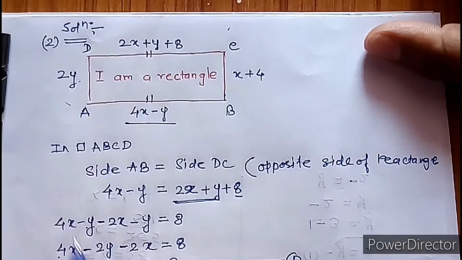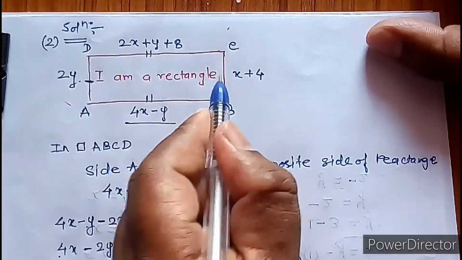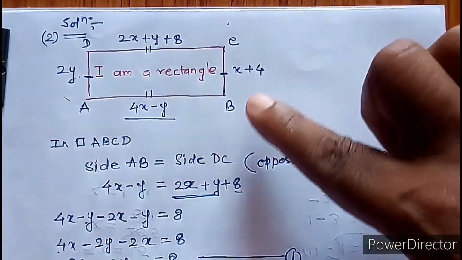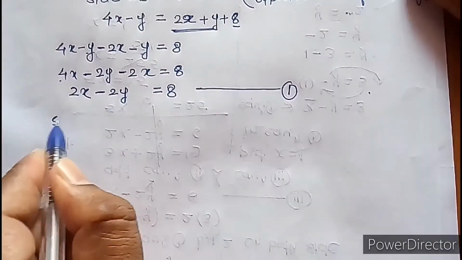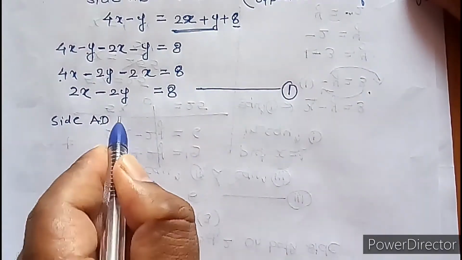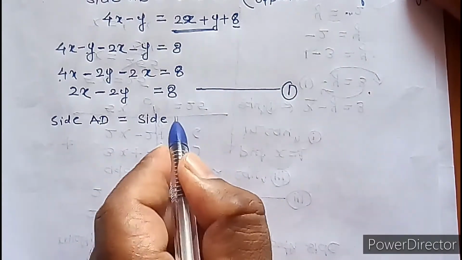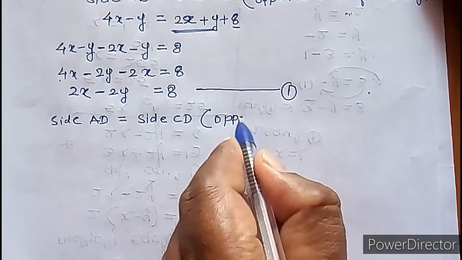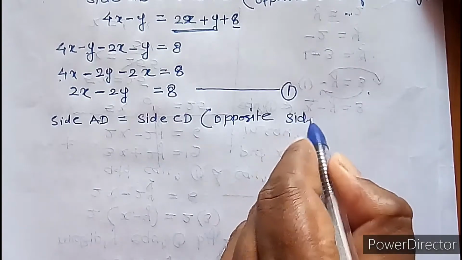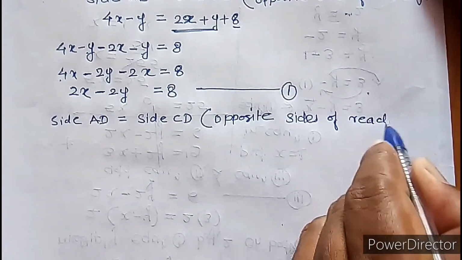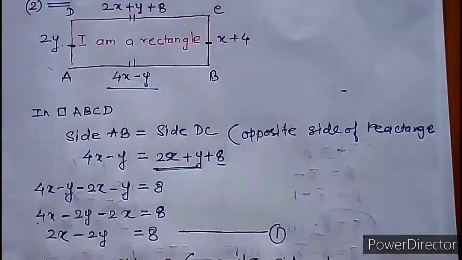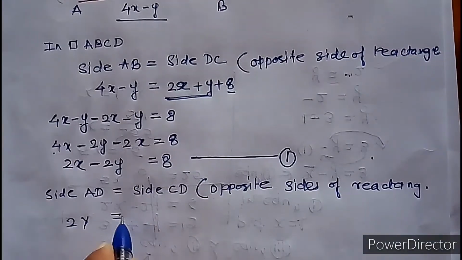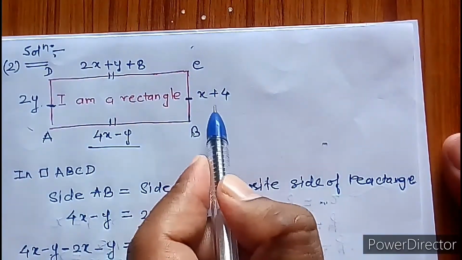Now look at this rectangle: side AD is congruent to side CB. Write down here side AD is equal to side BC, because these are also the opposite sides of a rectangle. Now the side AD is given as 2y, so the value of AD is 2y. Write down here 2y equals to the value of side CD, which is given as x plus y.